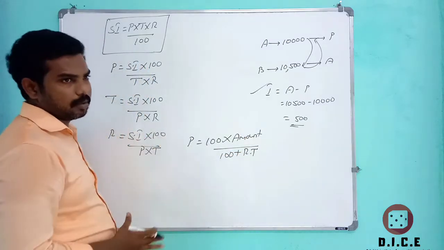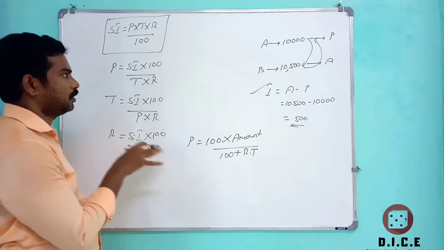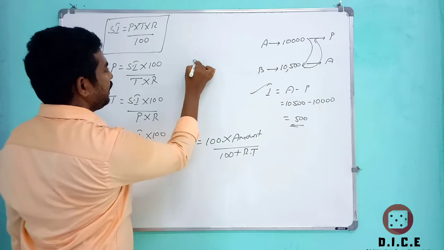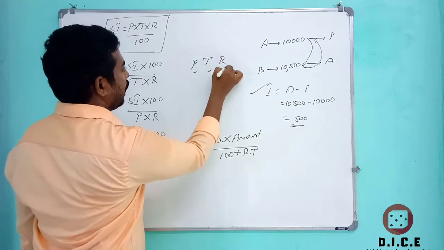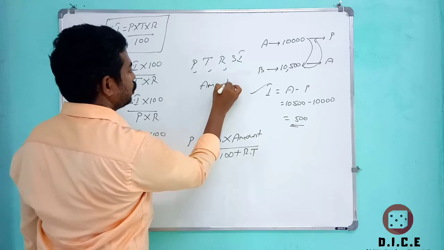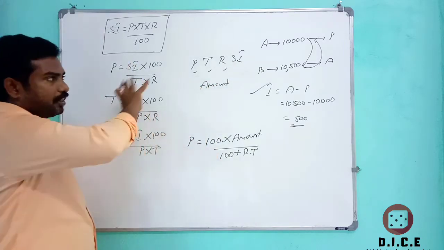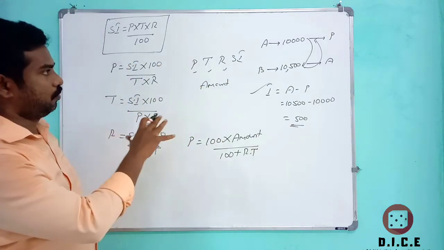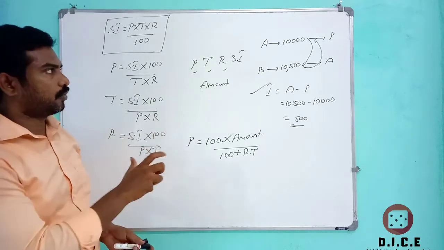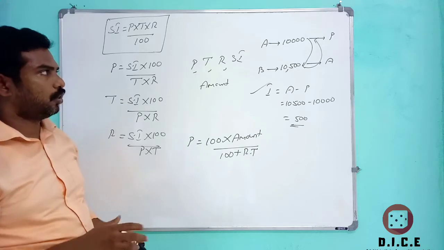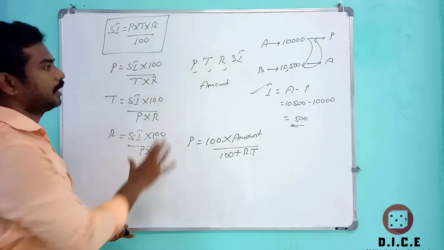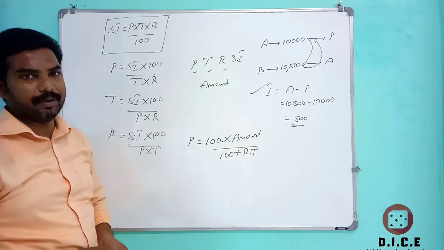So we have a number of formulas in this chapter. If you see the terminology here, it is P, T, R, SI, amount. These are all the terminology you can find in this chapter. Without following the formula-oriented method, we will try to do it with shortcuts. But if you want to do it formula-oriented, these are the terminology and this is the formula to keep in mind in solving simple interest.